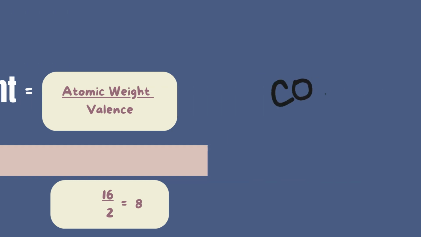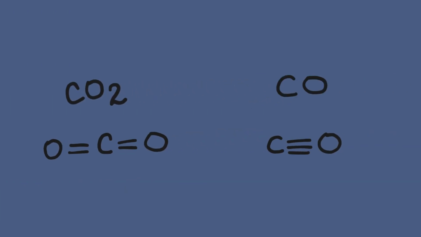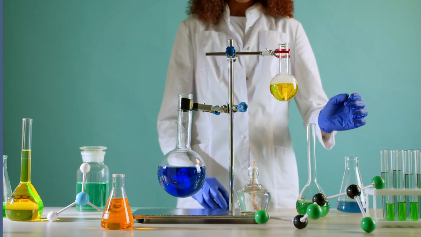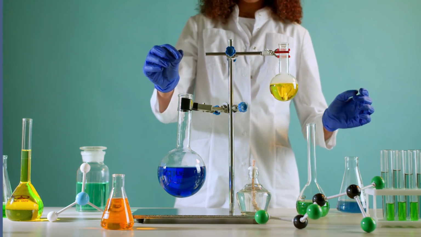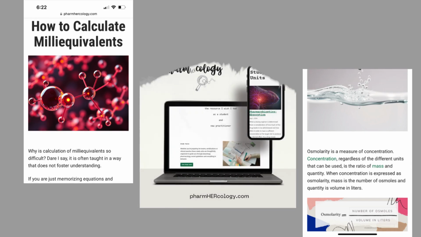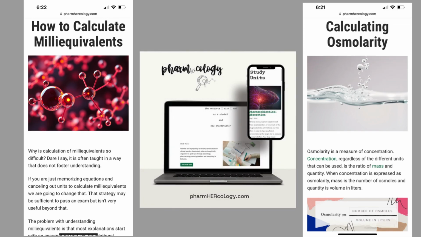When carbon and oxygen interact to form compounds like carbon dioxide and carbon monoxide, we compare their relative interactions by using their equivalent weights. Equivalent weight is used in the calculation of the number of equivalents, milliequivalent concentrations, and osmolarity. Units for each of these calculations can be found at pharmacology.com.